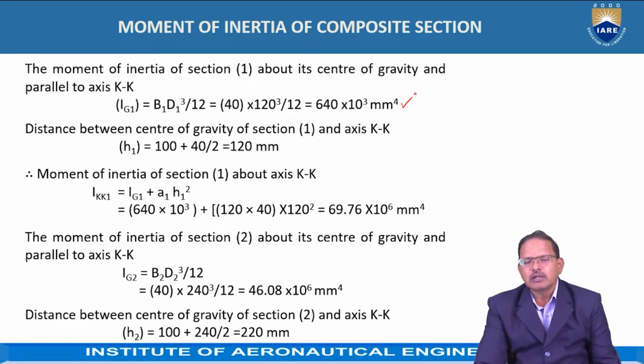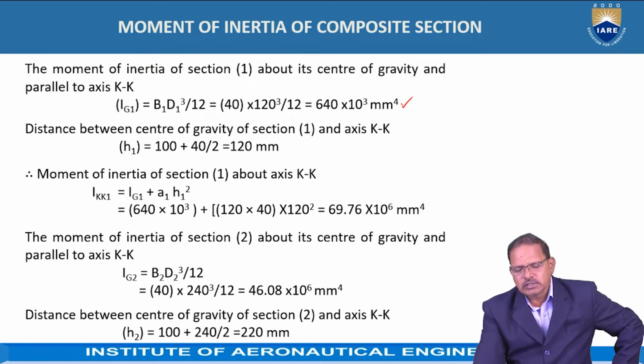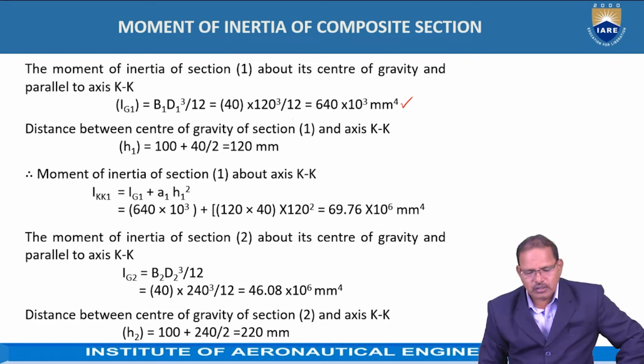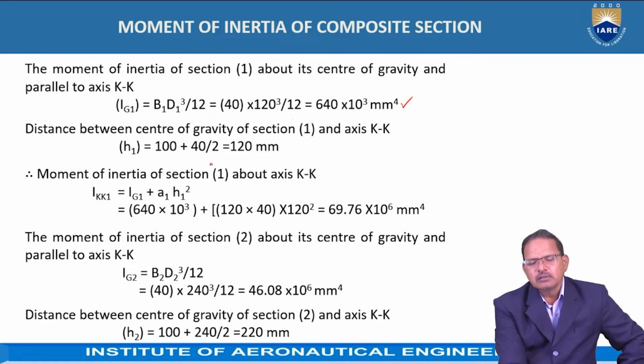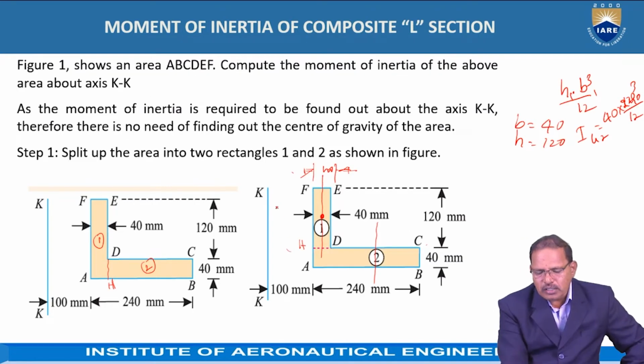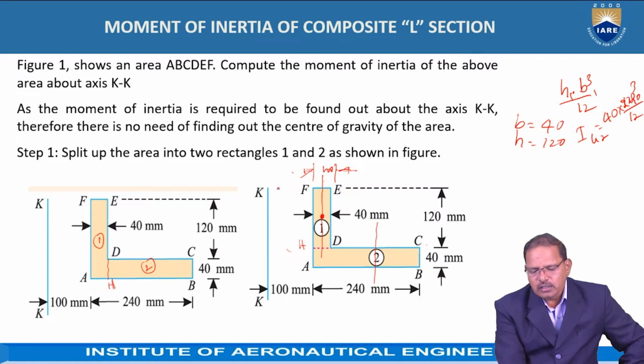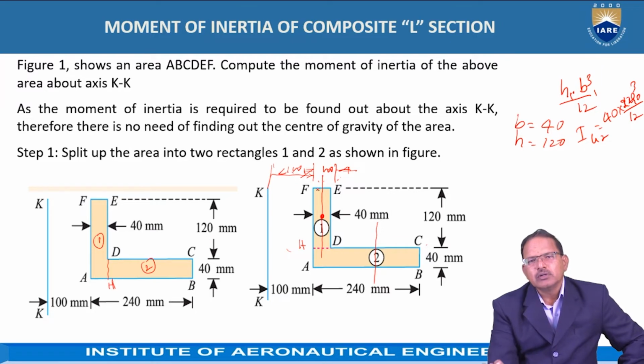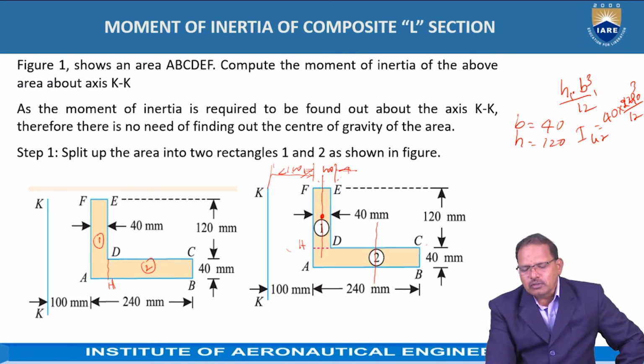The distance between the center of gravity of 1 and the axis KK is equal to 100 plus 40 by 2. It is given up to 100, then 40 by 2. This distance is equal to 100 plus b, where b is equal to 40. 40 by 2 is nothing but 20. That is 100 plus 40 by 2, which is equal to 120 mm.